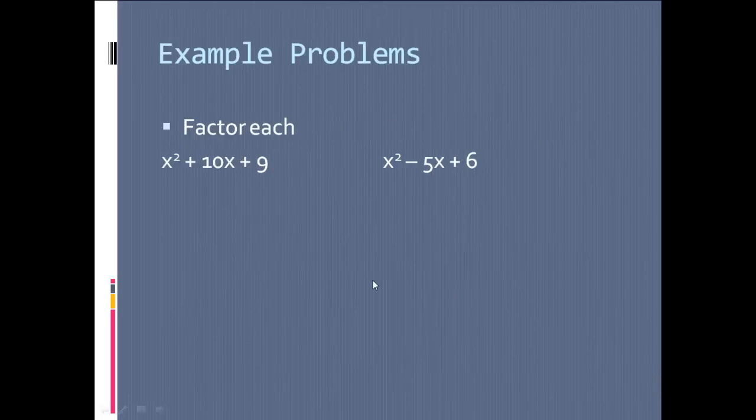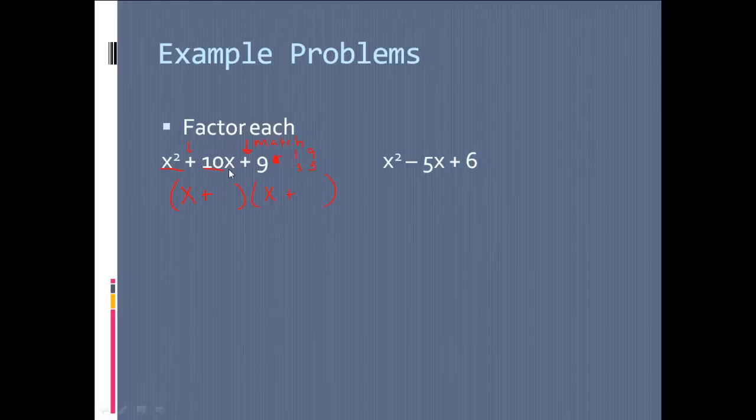Okay, here are two more example problems. Let's see, I'm going to set up my sets of parentheses and I look at my x squared. I know it has to be x and x. Now I look at my plus sign on the very last term. That tells me the signs match. And when I glance up at this next symbol, that tells me they match as plus signs. So I know I'm going to have a plus and a plus. Now I can go back to my 9, and I want to think about what things I can multiply together to get 9. Well, I can do 1 and 9 or 3 and 3.